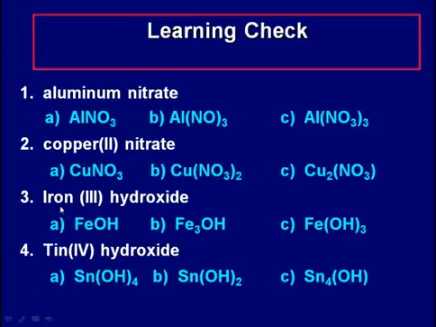Iron(III) hydroxide. Iron is going to have a +3. Hydroxide is a -1, so I'm going to need 3 hydroxides, and the way I'd write that is like this. Tin(IV) hydroxide. Tin is going to have a charge of +4. Hydroxide is a -1, so I'm going to need 4 hydroxides, so this A is my answer.